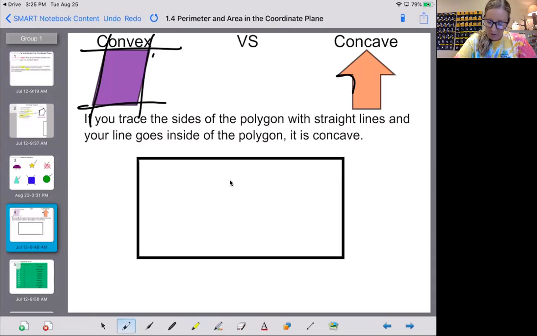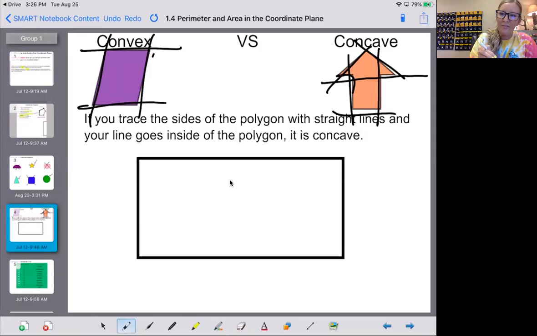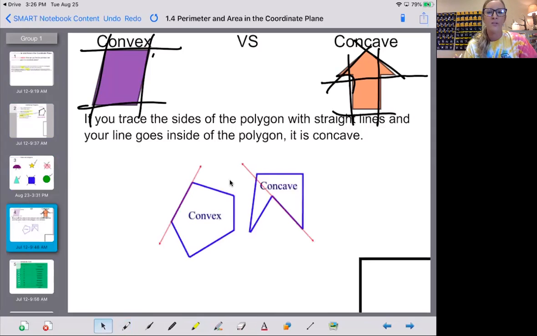However, on the concave shape over here, this arrow, if I trace out all the sides, notice that it does go through the middle of the figure when I do some of them. So if it goes inside the figure when you trace it, it's called concave. And so there's another picture, okay?